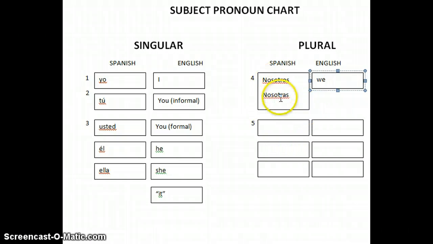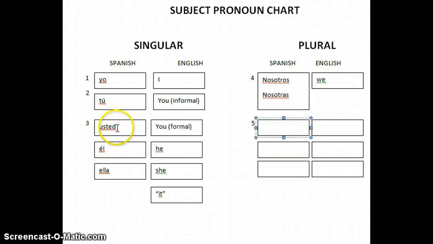Right, and so the two kinds of we: nosotros, nosotras, two words for we. Now the fifth position plural has several options. Notice that these are lined up even on a row basis, right across from the singular word for you, which is usted, we have the plural word for you. So just take this word and make it plural.